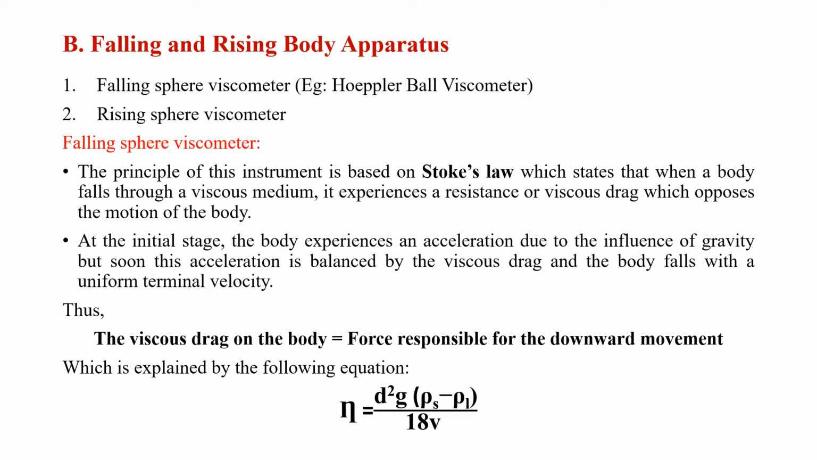Now let's see in detail the different types of apparatus available under this category. The first one is the falling sphere viscometer, for example, the Hoppler ball viscometer. The second type of instrument is the rising sphere. The name itself indicates that in the first type, the metal ball will be falling down, and in the second one, we'll see the rise of the ball or the sphere. This second category, the rising sphere viscometer, is also known as a rheometer in a few textbooks or journals.